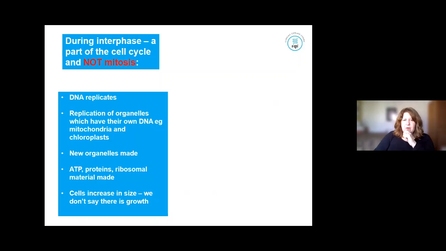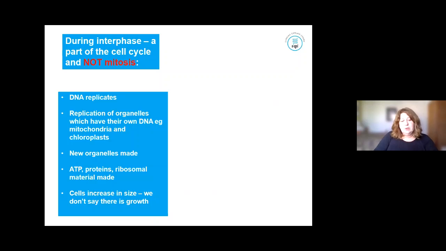Organelles replicate. Now, I need to actually qualify that, because only organelles that have got DNA in them, like mitochondria and chloroplasts, we describe as replicating. So it's fine to say mitochondria replicate or chloroplasts replicate during interphase. It's not true to say that other organelles will replicate. You can say, however, with other organelles, new organelles are made. So a new Golgi body or endoplasmic reticulum is made.